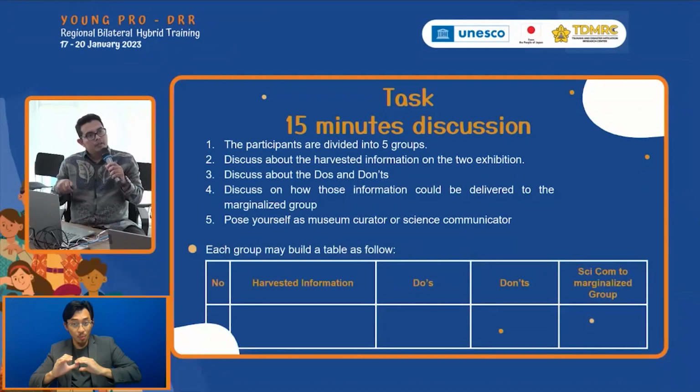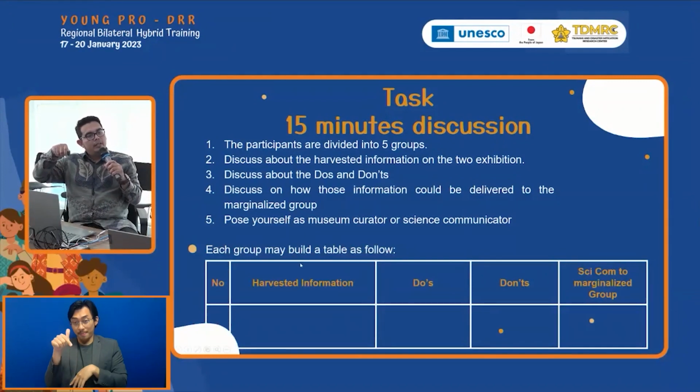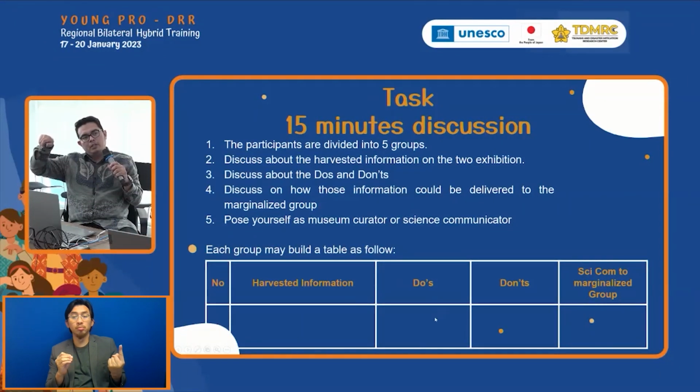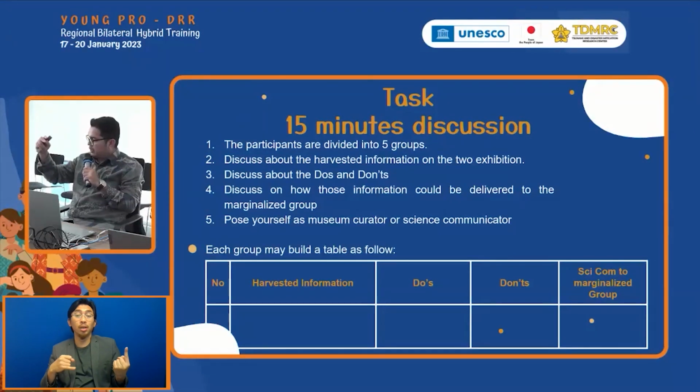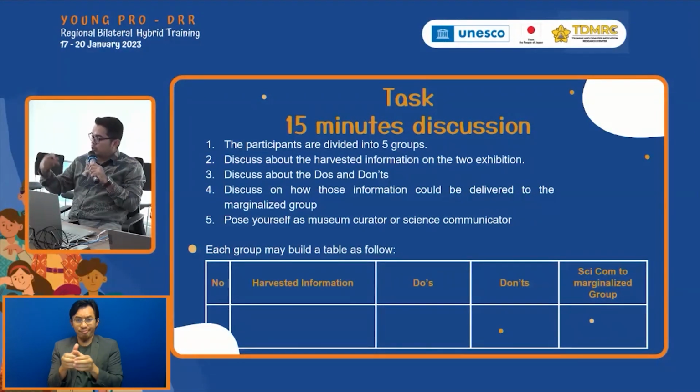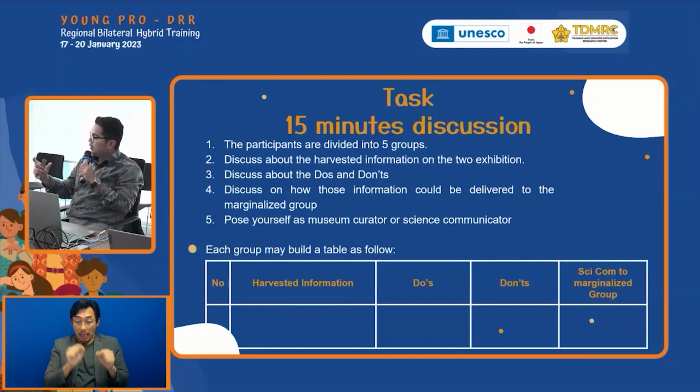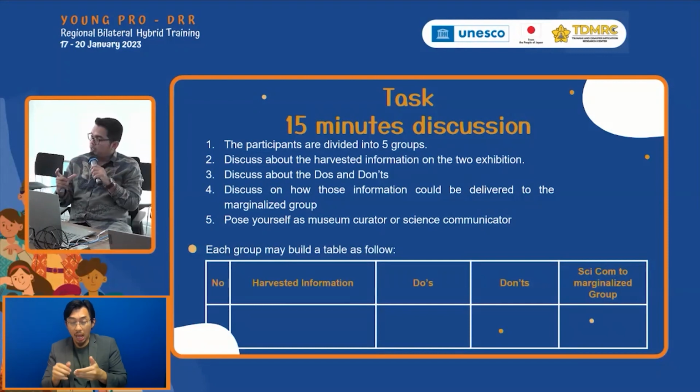So this is a table that I have made for everyone to follow. You need to have a number, like number 1, harvested information. What is the important information that you get? Like information number 1, and then what are the do's for that information, and what are the don'ts. If you check the table for do's and don'ts, there are several categories. So not all categories could be applied within a single information.